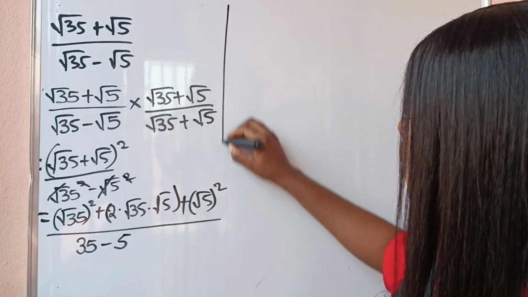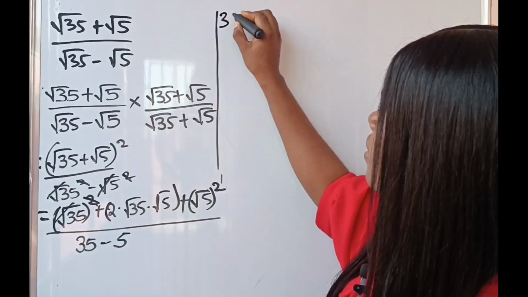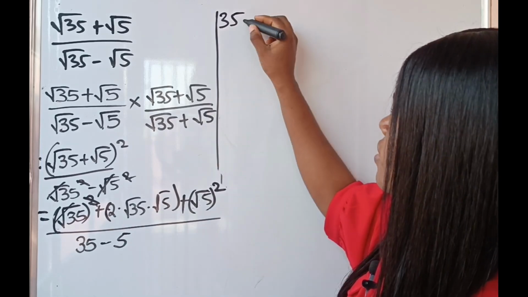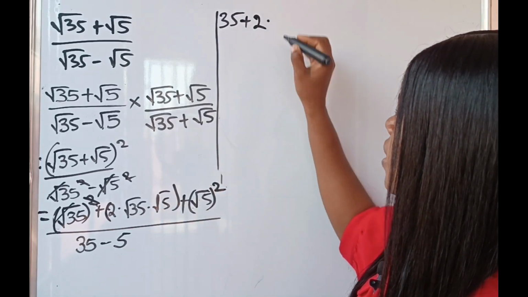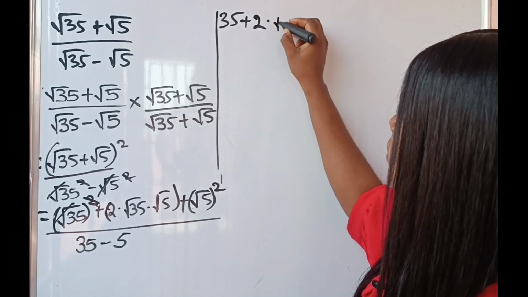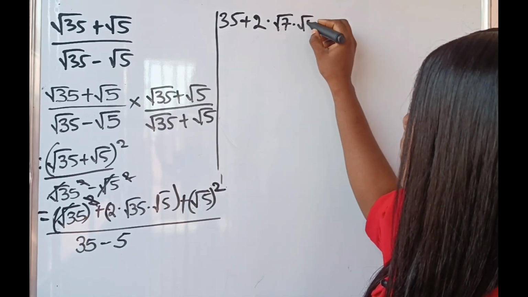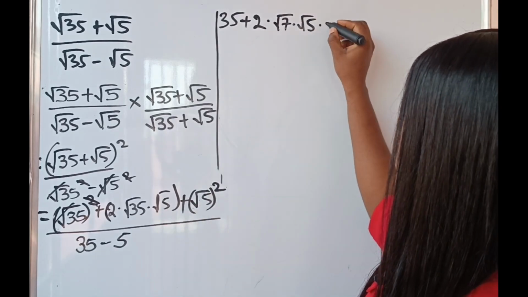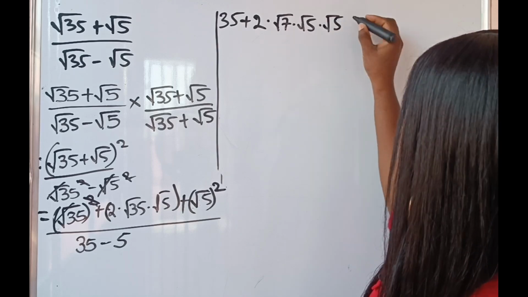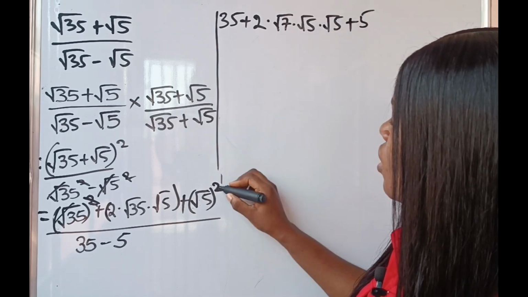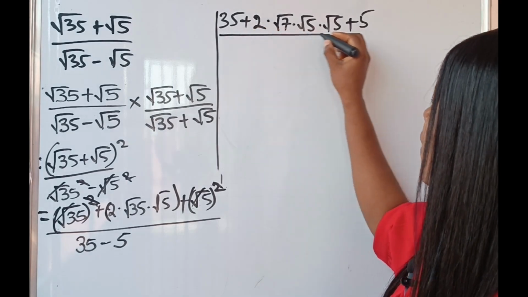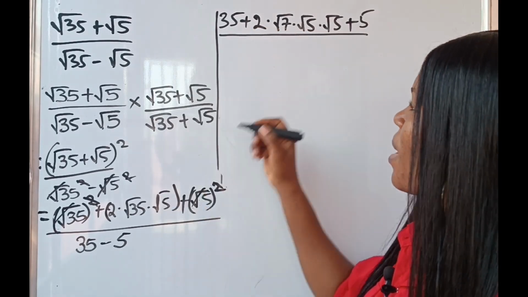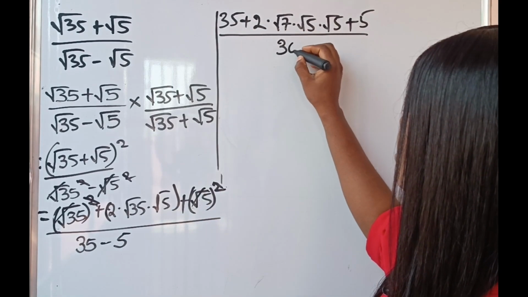Now let's solve, right? Then plus, now let's go ahead and simplify this, avoid doing it twice. This is root 7 multiplied by root 5, then multiplied by the other root 5, then plus 5, because this will cancel this to give us 5. Now divided by 35 minus 5 will give us 30.